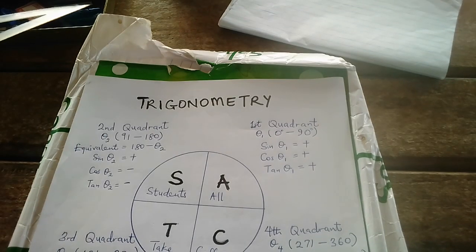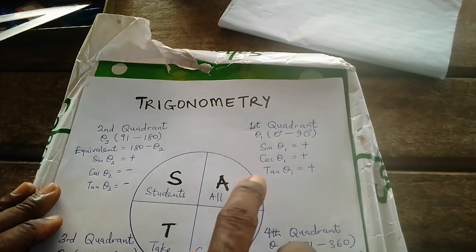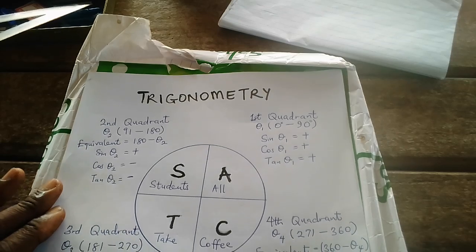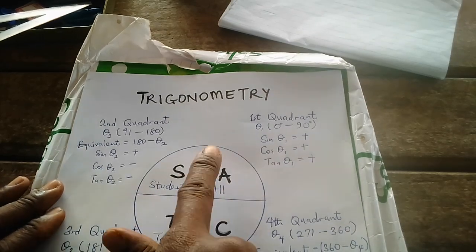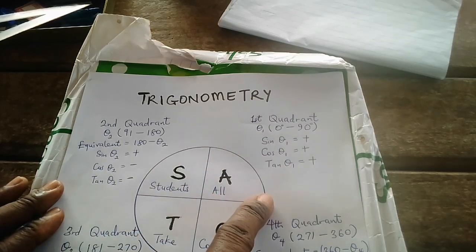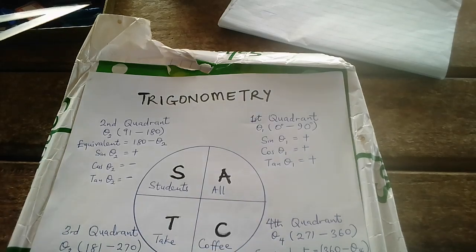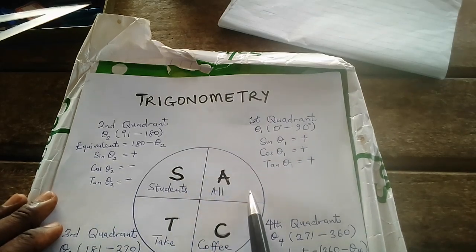Trigonometry. First of all, we want to know how to find the values of angles that are more than 90 degrees. Let's look at this circle. In the circle, the first quarter here is known as the first quadrant. This is the first quadrant.